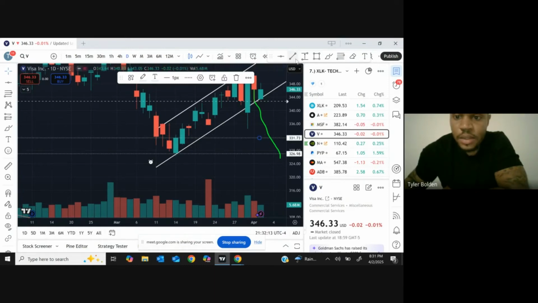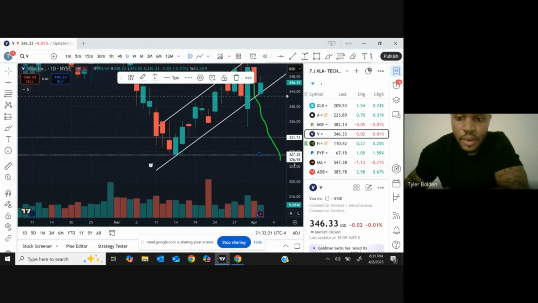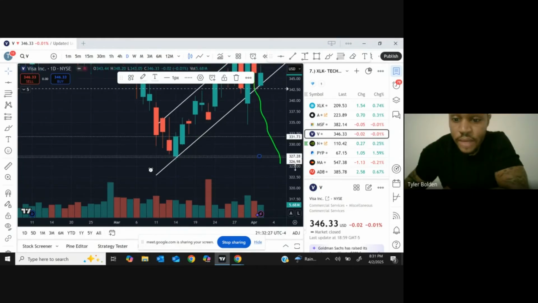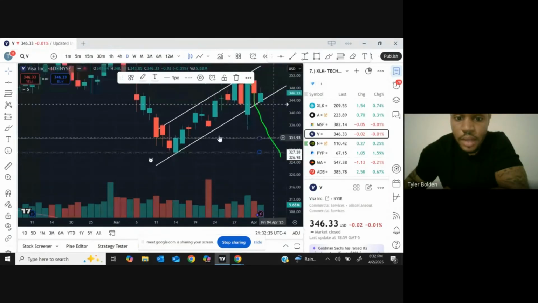Your stop loss should be here. So the only way you get out of this trade is if you break this level right here, that previous candle. You can set your stop loss to like 327. If it closed below 327, get out of the play. You gotta let the play run, let it play out. You gotta keep letting it play out.